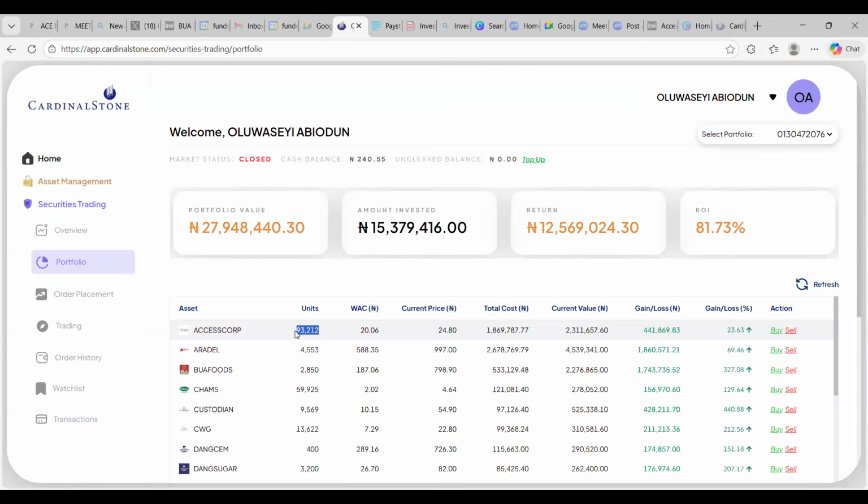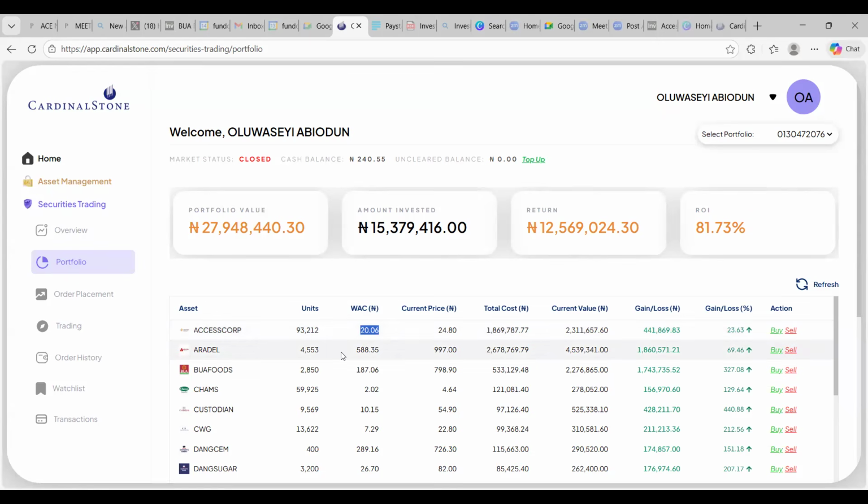So for most of us that understand business mathematics, if you now want to find the average of that, what you will do is add all the prices that you paid at every point in time that you bought, divided by the number of times. Let's assume that I bought it 7 times. I will now add all those prices divided by 7. Whatever I get is my weighted average cost. So the weighted average cost that I have paid in the lifetime of this Access Corp is 20 naira.